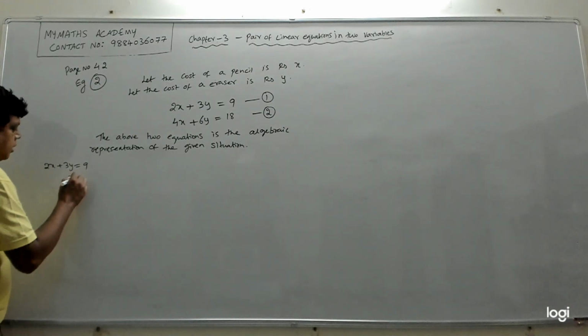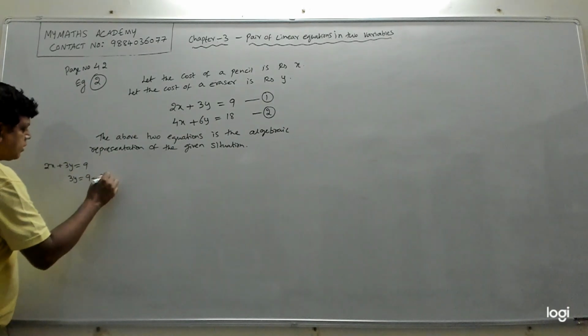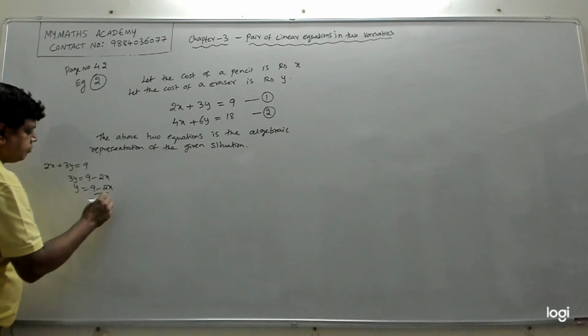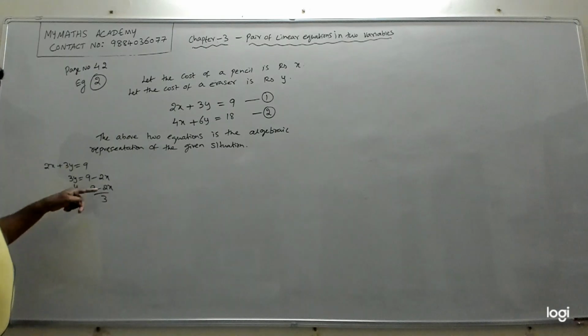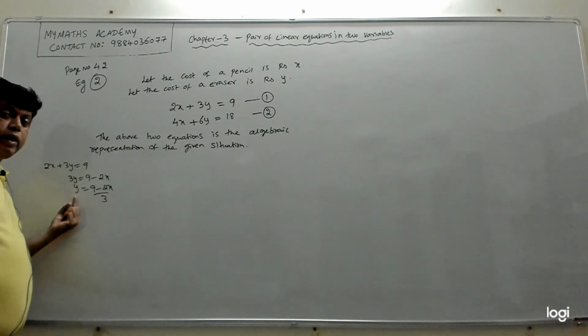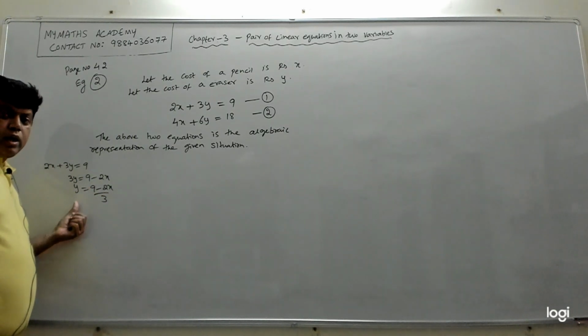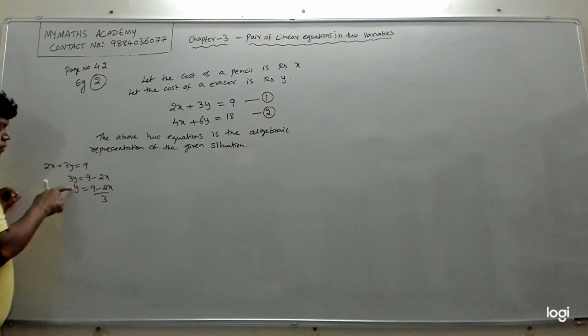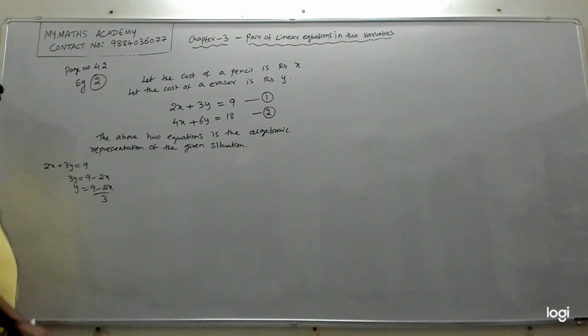So I'll have 3y equal to 9 minus 2x. Then y equal to (9 minus 2x) by 3. So here I'm writing y in terms of x. I'm keeping y here and moving everything else to the other side, so you should have only y. Right? So 3y is 9 minus 2x. The 3 will come down next step, so it will go to the denominator.